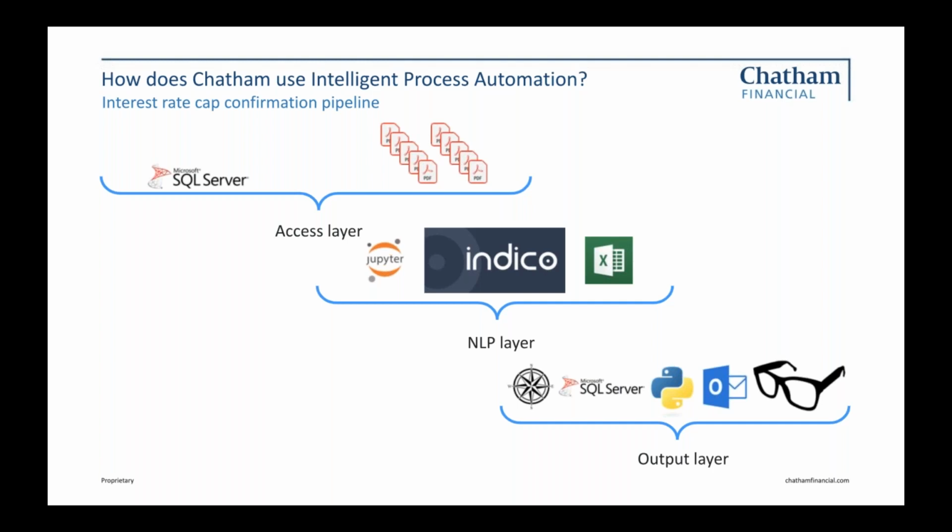So a cap confirm comes in, it gets uploaded to our document store, and that triggers a process whereby our custom software pulls that document down, feeds it to Indico's PDF extraction layer, pulls out the key terms, and feeds that downstream to what we call our output layer. And here we've got the symbol for a compass, which is a piece of technology that we built in Windows Forms 20 years ago. It feeds information back into our SQL server. A Python script puts together a nicely formatted email that closes the loop with the expert who reviews the document.